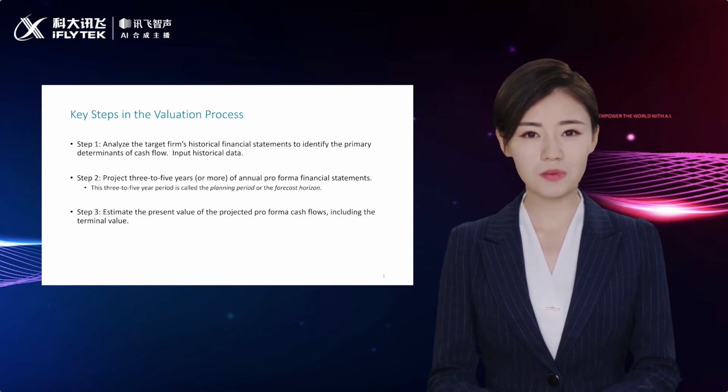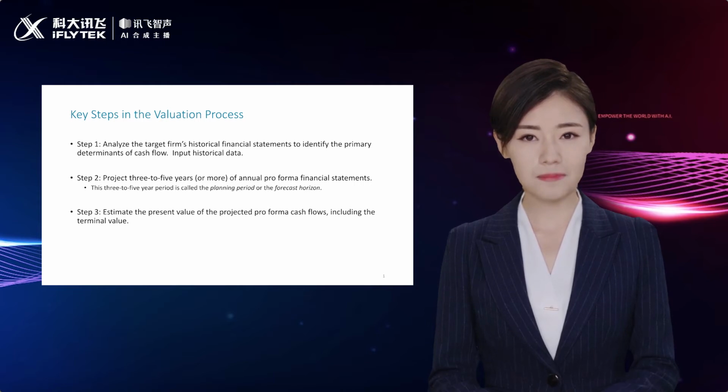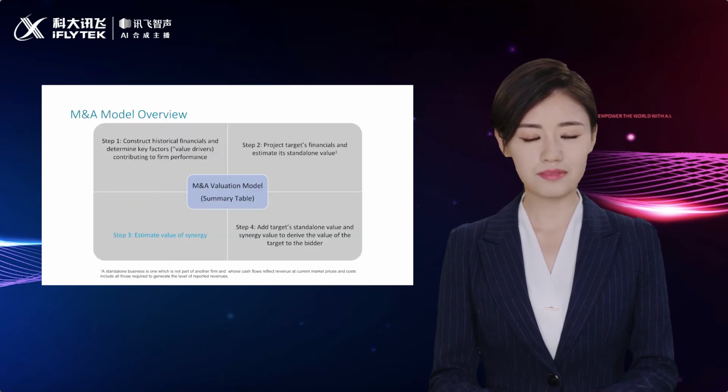And then beyond that, we estimate the present value of cash flows beyond the forecast period. This is called the terminal value. So we have to construct the historical and pro forma financial statements. And by looking at the history and analyzing the company's performance, we try to determine the key factors to the company's performance. These are called the value drivers.